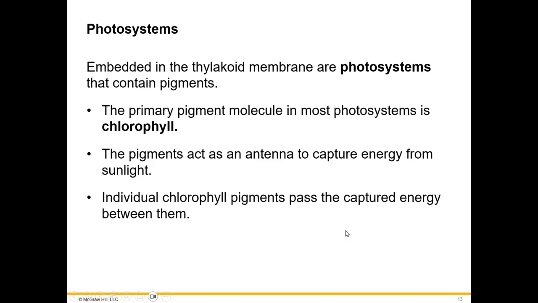Also, when that photon interacts with the chlorophyll, those individual chlorophyll pigments are going to pass the captured energy and an excited electron from the photon between each other. Imagine it like hot potato. They're passing this highly energized electron from the photon, from the energy of the sun, back and forth to each other until it can finally be donated for the next part of the photosynthesis process.